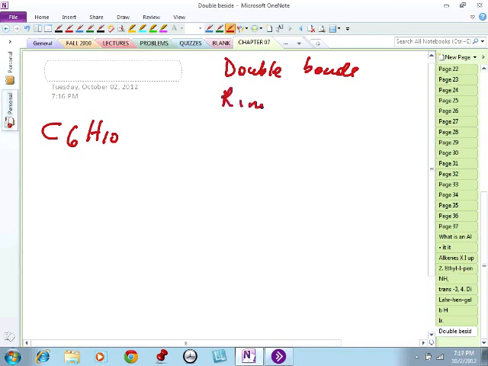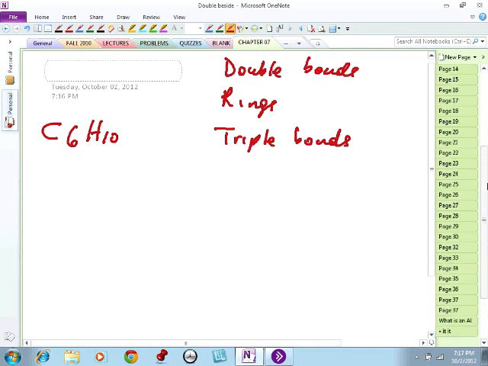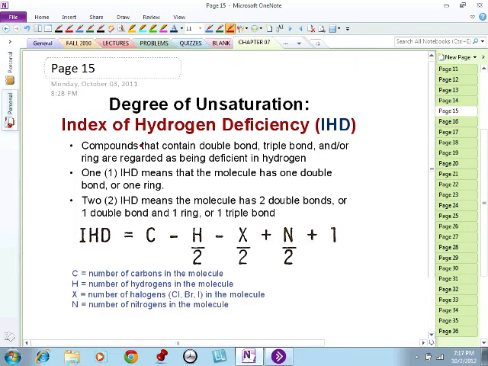Or rings? Or even triple bonds? Are present in this molecule? Okay? To answer that question, you could use this formula here. What we call the index of hydrogen deficiency.